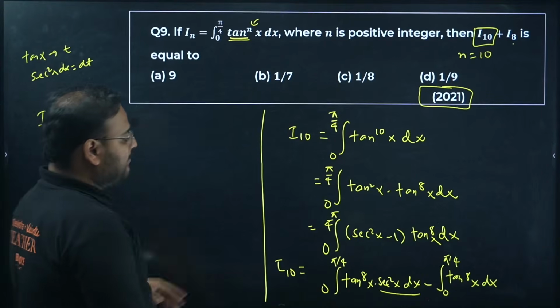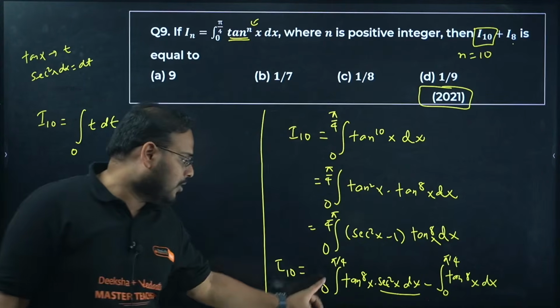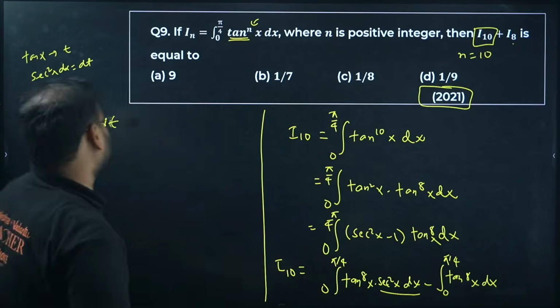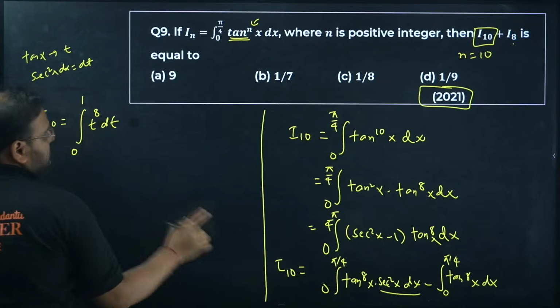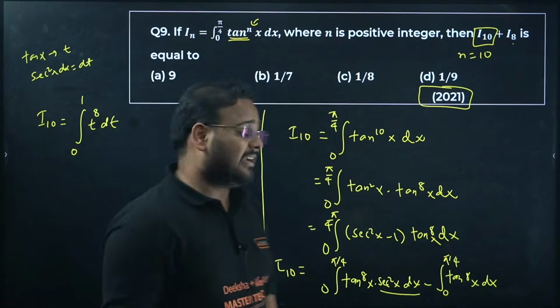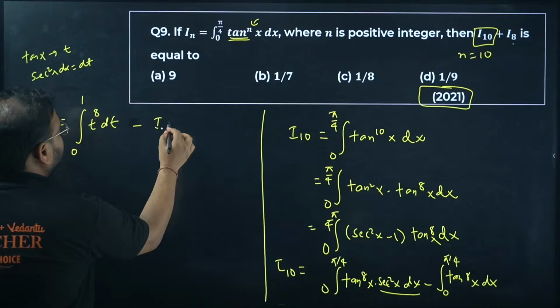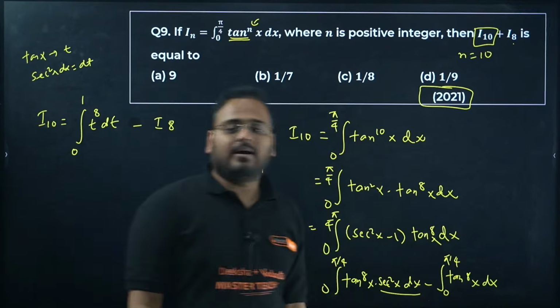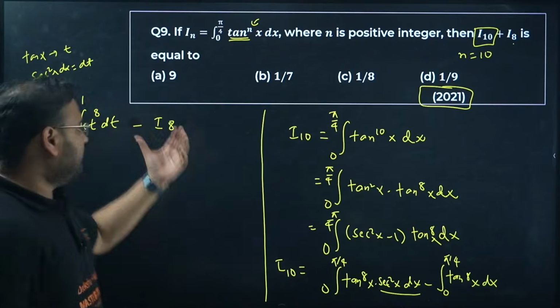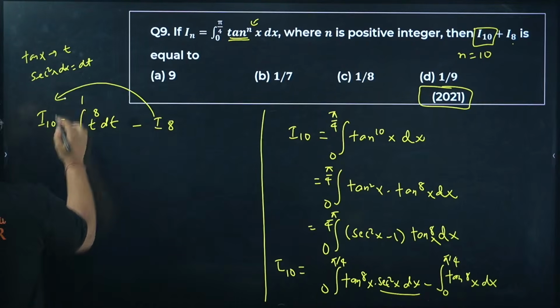And change the limit. I'm taking tan x as t, which means this will become 0, and tan of pi by 4 is 1. So 0 to 1, t power 8 dt, because tan power 8 is there. And minus, we'll have over here I8. As I mentioned, I10 is tan power 10 x dx, so I8 will be tan power 8 x dx. We have that result. Move on this side.